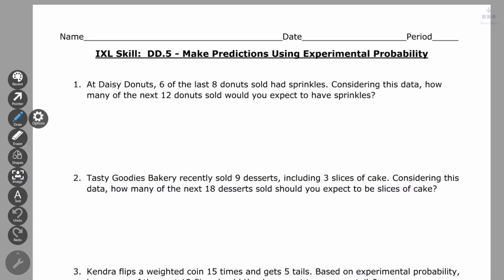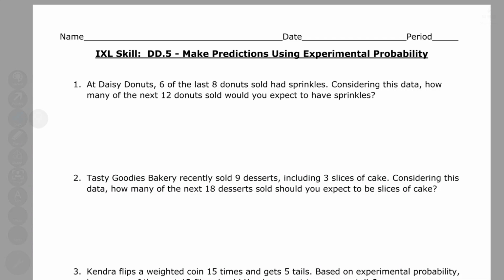Today we're going to work on IXL skill DD.5, how to make predictions using experimental probability. Now when we're dealing with probability, we need to remember that we're going to put the favorable over the possible or the total. So when we make our fractions, we're going to put the favorable outcome over the possible outcome. Now, we're going to use proportions today to help solve these problems. I want to let you know that you may use a calculator if the numbers are too big for you to do in your head.